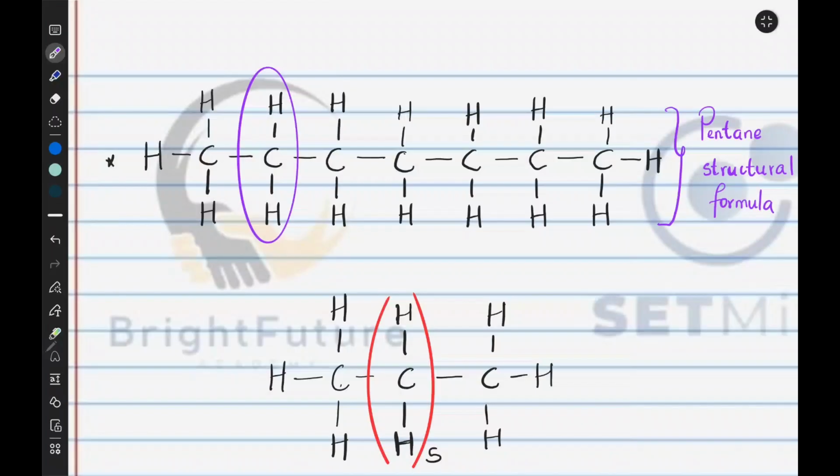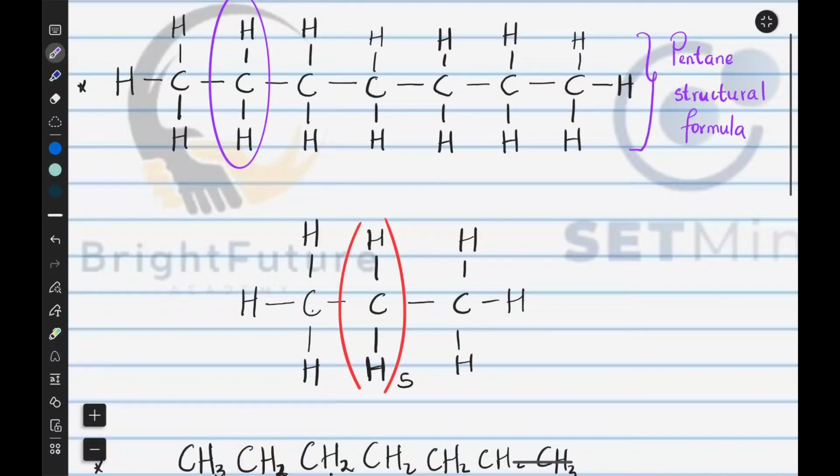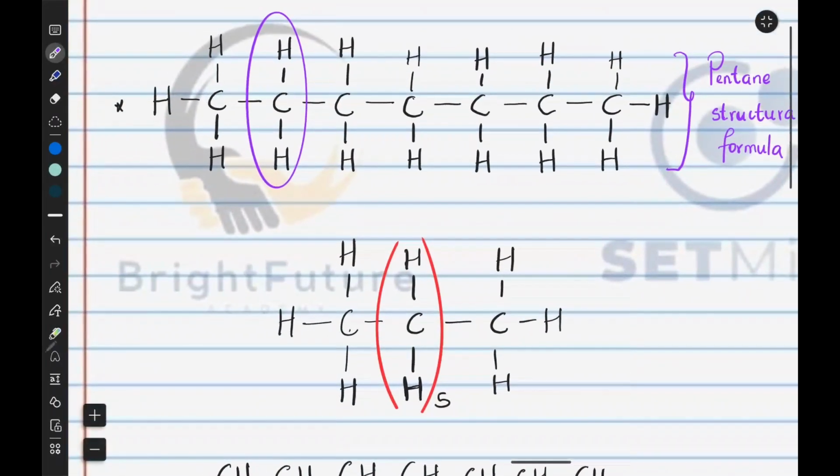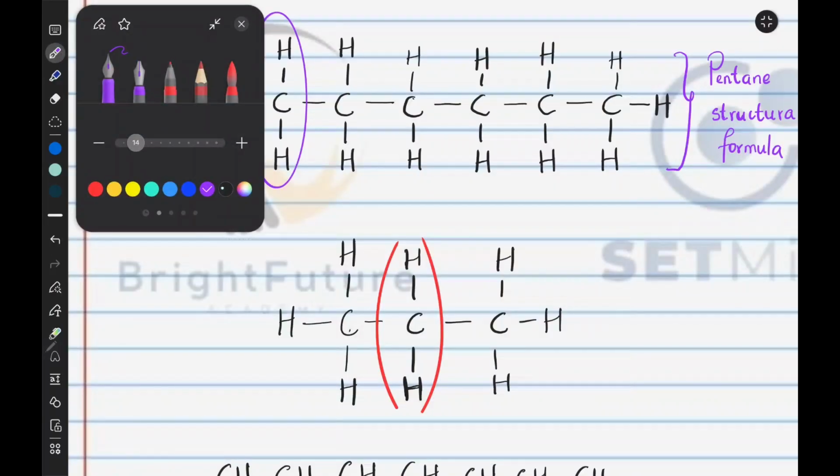Okay, so we can do what we call an abbreviated structural formula. We write the first C, which is the first carbon, and the last carbon, and then everything in between, because it's usually always the C or the carbon with 2 hydrogen atoms, and then it keeps repeating. We write those in brackets, and then this number will tell us how many times that will repeat, right? So this is called the condensed structural formula, right?